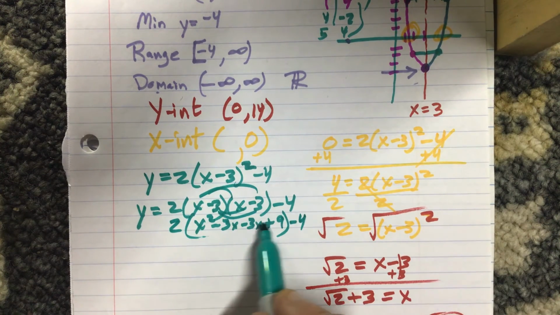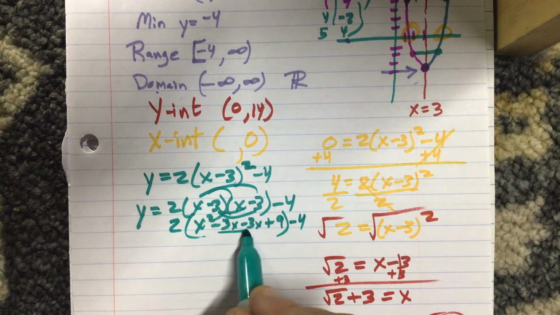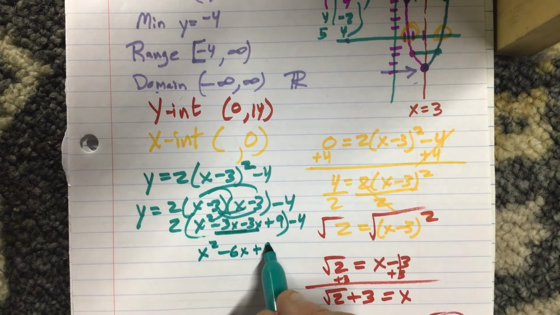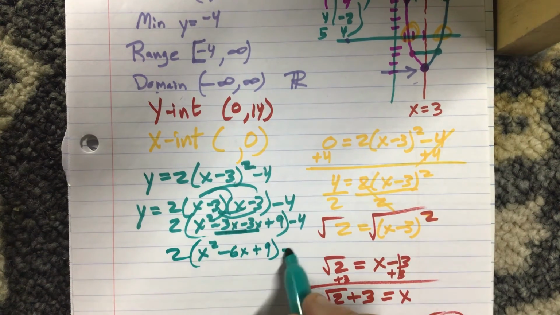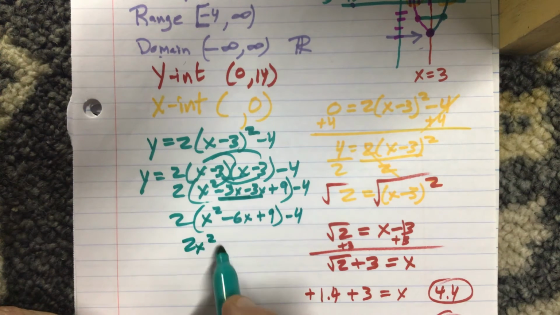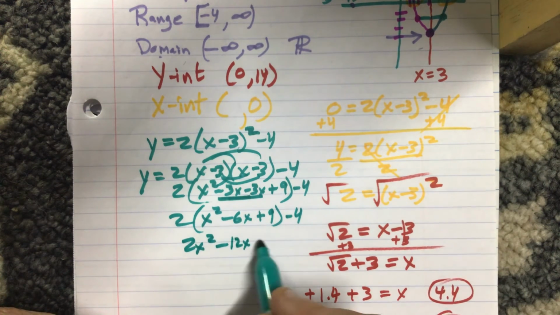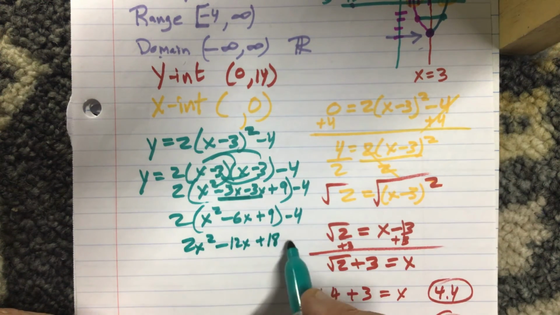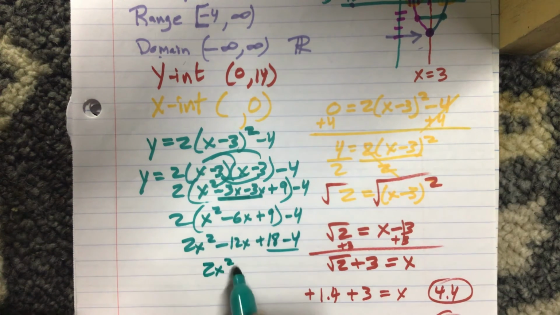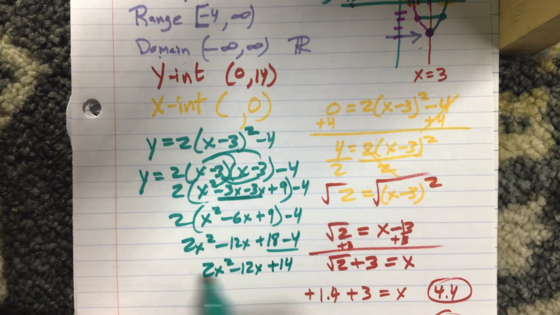Then I would distribute this 2 to all these terms. Well, first I'll combine these two. So I'll shorten this to x squared minus 6x plus 9. Then I'll distribute the 2 to each term. So 2x squared minus 12x plus 18 minus 4. And now I'll combine these two. So 2x squared minus 12x plus 14.